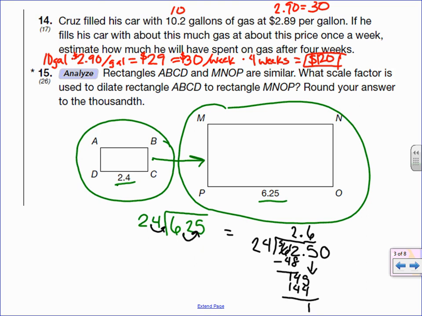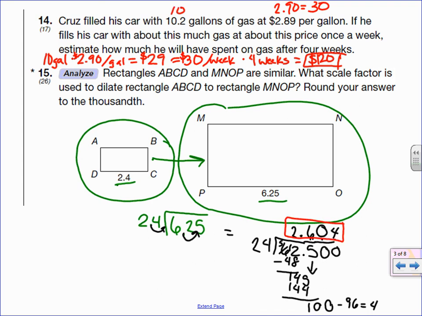So then I'd put an imaginary 0 there, and I'd have 10. 24 can't go into 10, so I put a 0 up here. Put another 0 here. How many times does 24 go into 100? It goes into 100 about 4 times. 4 times 24 will be 96. And it told us to carry it out to the thousandths, so I have tenths, hundredths, thousandths. So 2.604.